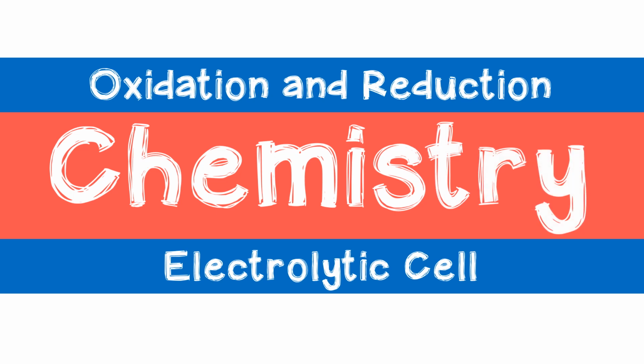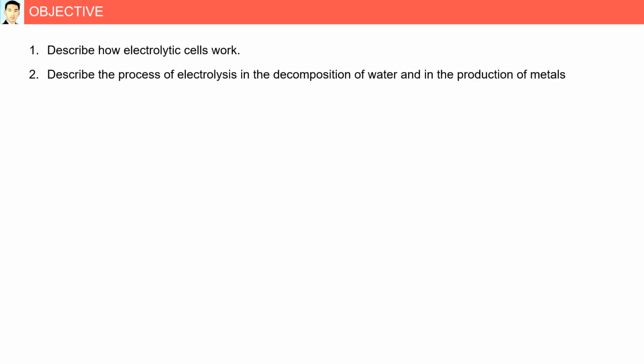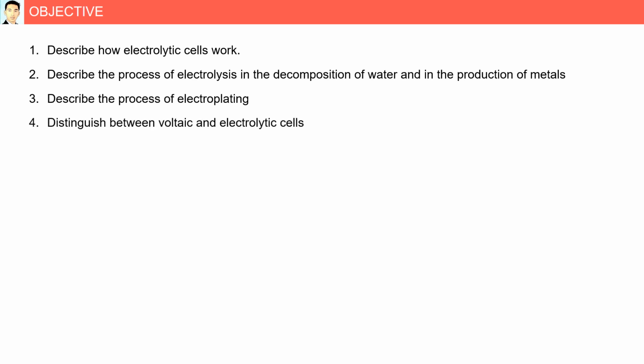Electrolytic cells. Objective: describe how electrolytic cells work. Describe the process of electrolysis in the decomposition of water and in the production of metals. Describe the process of electroplating. And finally, distinguish between voltaic and electrolytic cells.